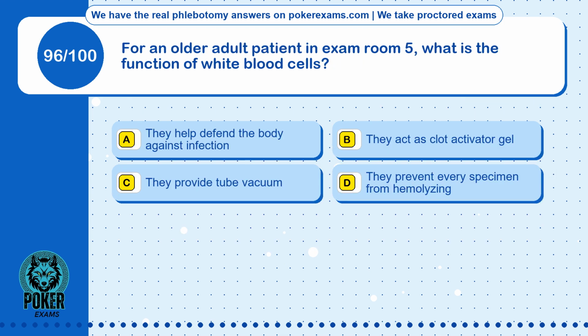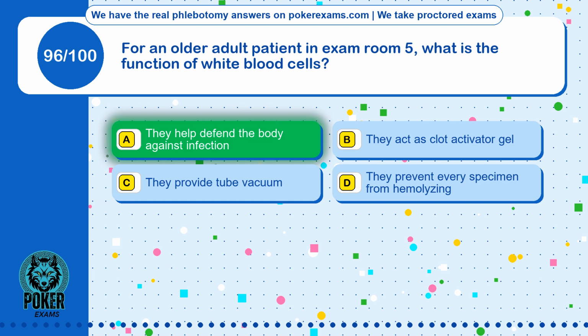Question 96. For an older adult patient in exam room 5, what is the function of white blood cells? Option A. They help defend the body against infection. Option B. They act as clot activator gel. Option C. They provide tube vacuum. Option D. They prevent every specimen from hemolyzing.